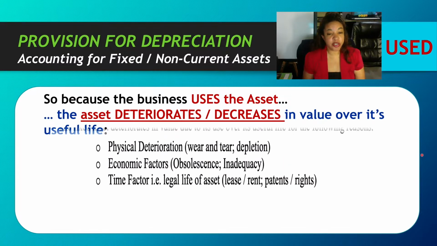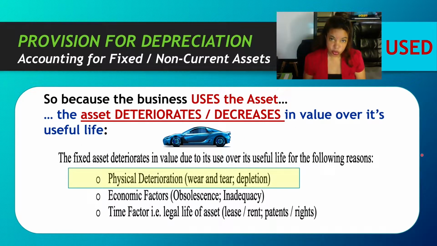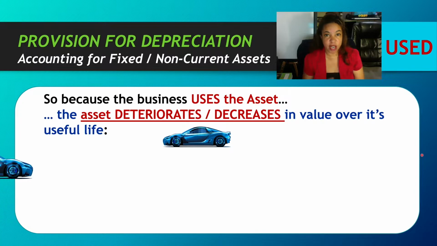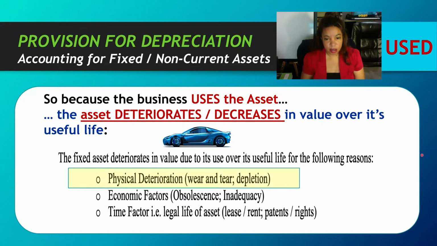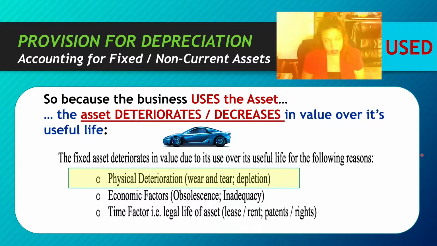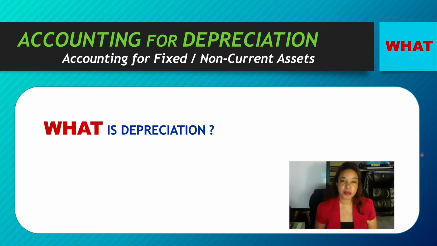The asset deteriorates in value due to its use through wear and tear, which is the main reason for, or the main cause of depreciation for us in CSEC. So because of it being used, as you saw the car driving and driving and driving, that means that it will suffer from wear and tear, basically. And that means that it would reduce in value. It was previously a certain value. You purchased it for a certain amount of money, but because you are using it over time, that value will be reduced. And that is what we are calling depreciation.